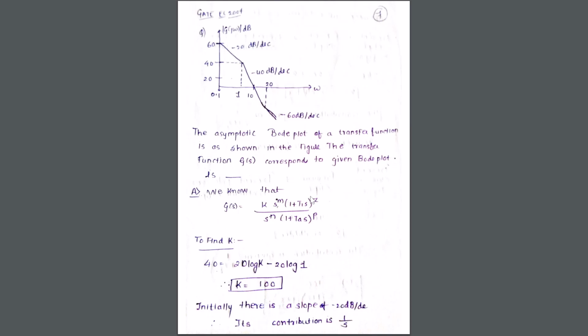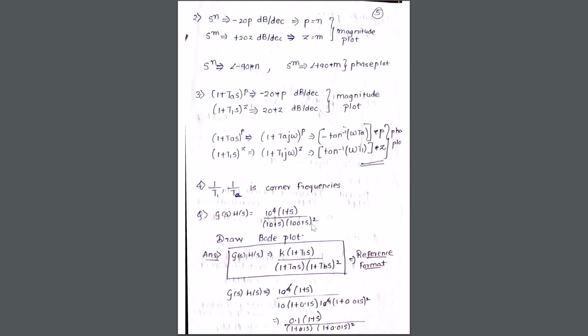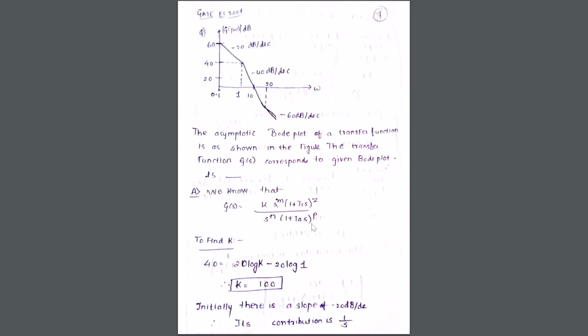Okay. So g of s is given as the standard format k into s raised to m upon s raised to n, 1 plus t1 of s raised to z upon 1 plus t of s raised to p. Last time in the standard format I had not given you the s raised to m and s raised to n term, but this you can consider as a standard format. Now how do you deduce from that?